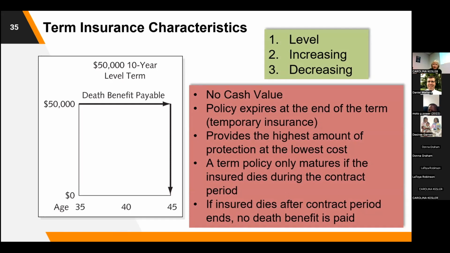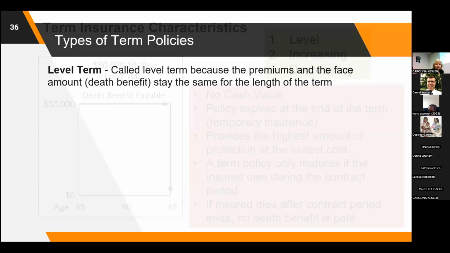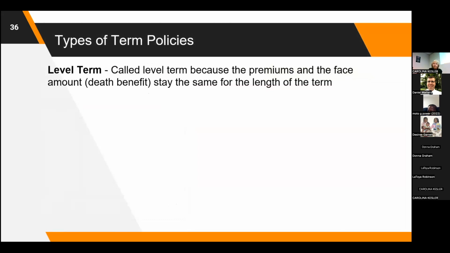Most everybody, right? A term policy only matures if the insured dies during the contract period. So if you have a 25-year term and you die within that 25 years, it's going to pay. If you die after the 25 years, it's all gone, unless you renewed it. If the insured dies after the contract period, there's no death benefit. That's simple. So hopefully you've helped them build their investments so they don't need insurance any longer. That's really important: buy term and invest the difference. Level term is called level term because the premiums and the face amount, the death benefit, stay the same for the length of the term.